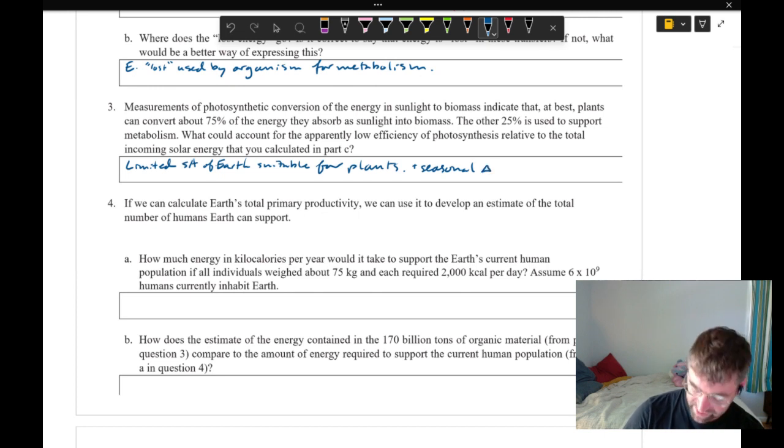seasonal changes, delta seasonal changes in productivity, and human impact in the form of construction, deforestation, consumption.